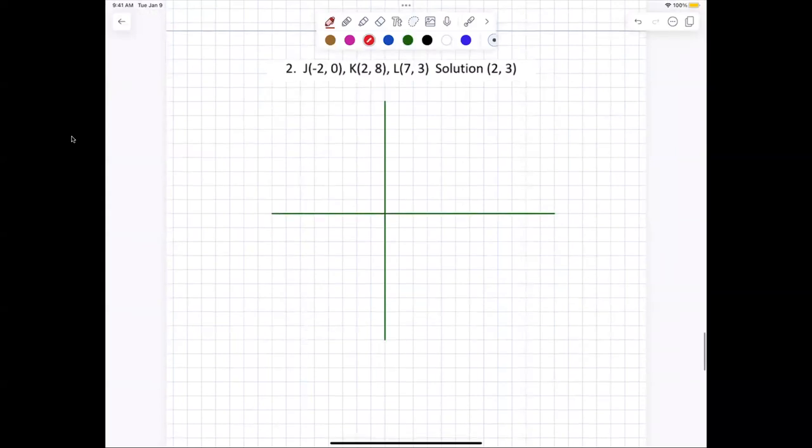All right, so here we go. -2, 0. 2, 8. 7, 3. All right, double check, see if we're good here.